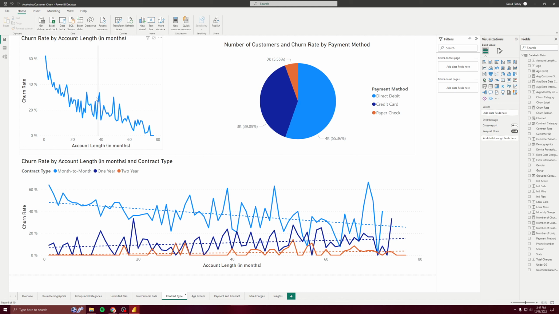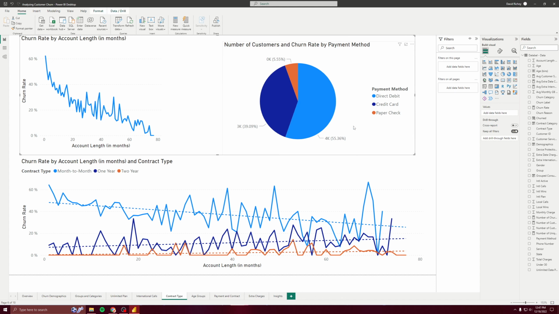Contract type, churn rate by account length in months. So the longer they're in an account, the less they're churning. So they're satisfied customers, they have stayed in their account long enough, they've been an active customer, that they're not leaving, so they're satisfied with the service.